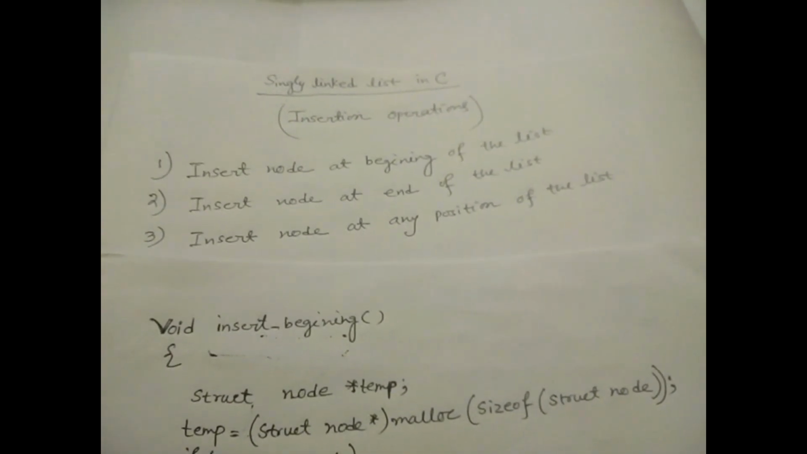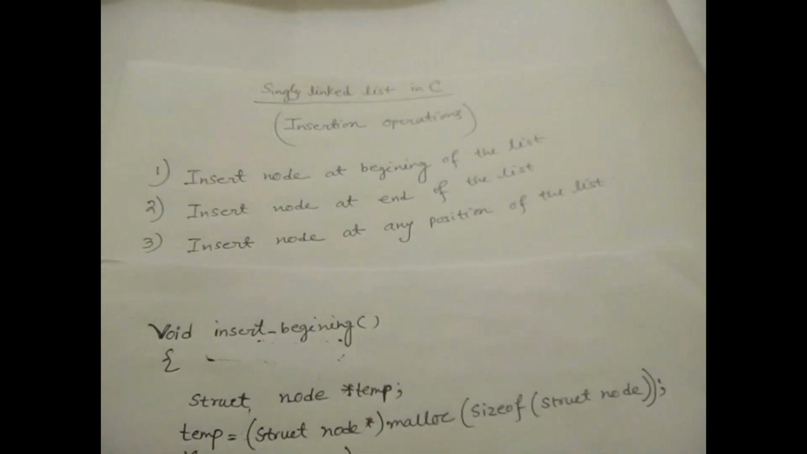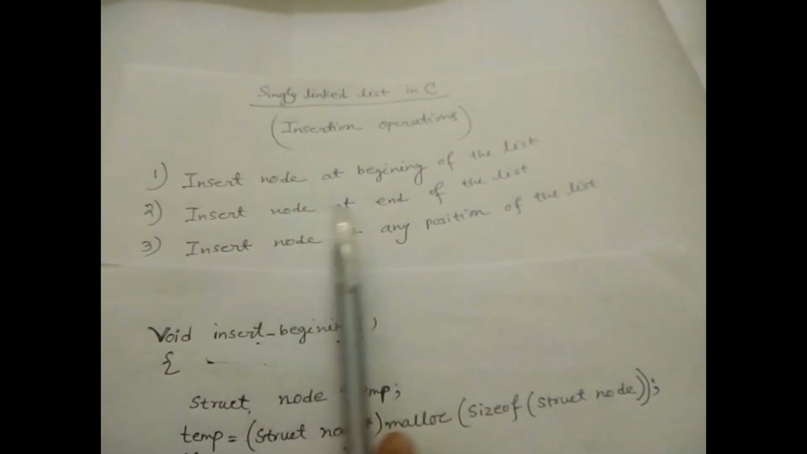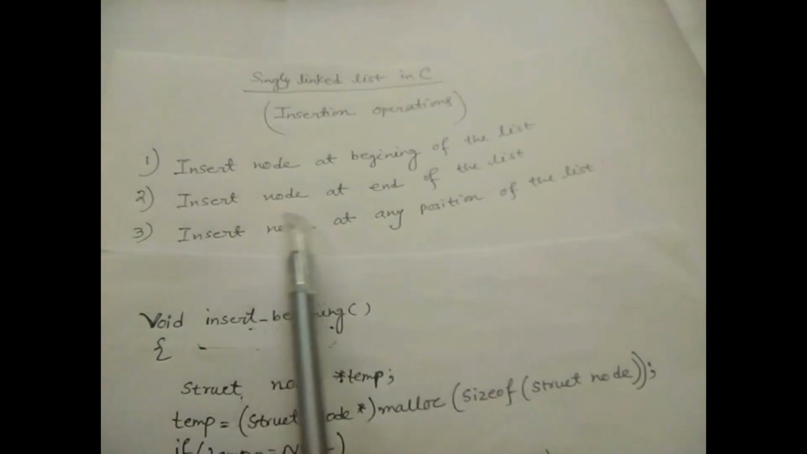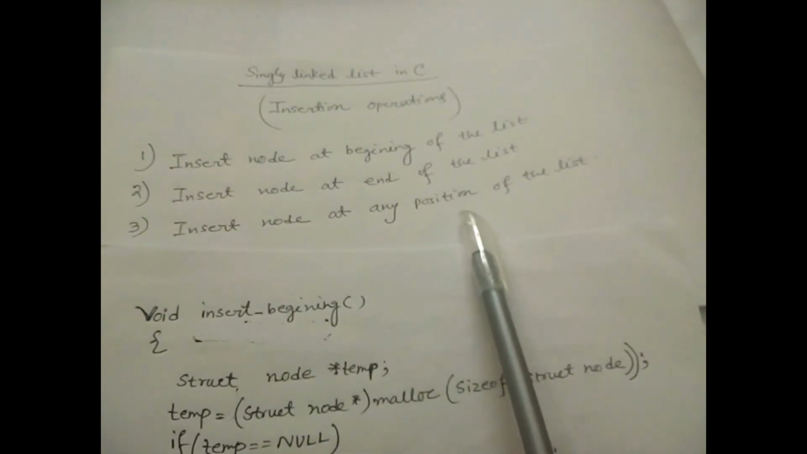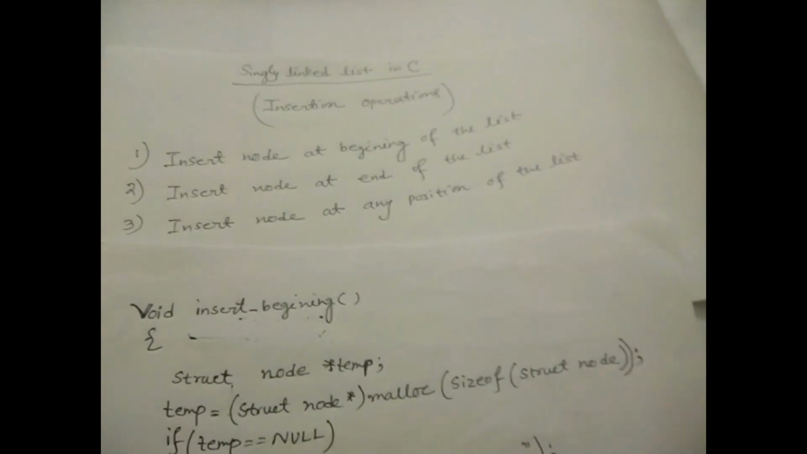In this video we are going to discuss insertion operations of single linked list. We are going to learn three different types of insertion operation: insert node at the beginning of the list, insert node at the end of the list, and insert node at any position or specified position of the list.